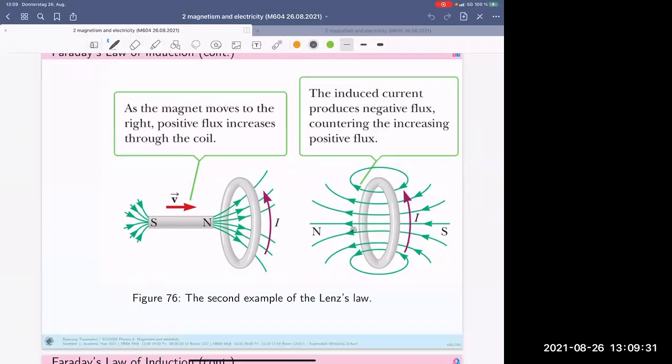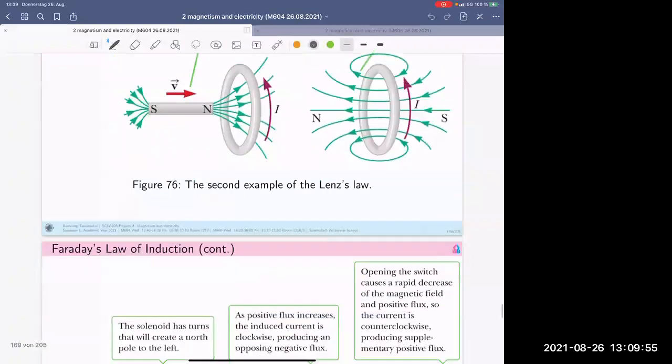You can see that this is the place we can consider as the North Pole. The North Pole is the place that generates the magnetic field lines, right? And on the right side we have the South Pole, because this is the place where the magnetic field lines are getting into.